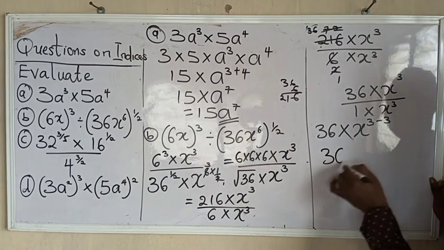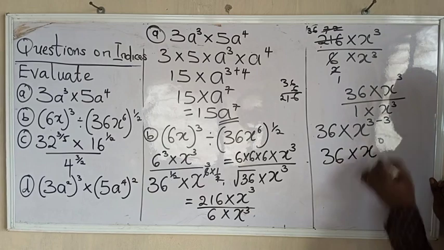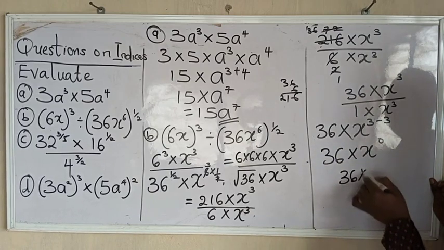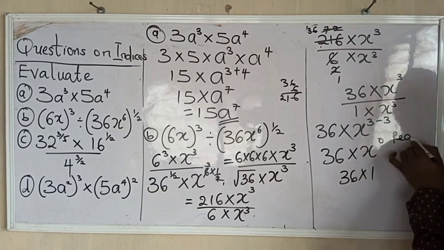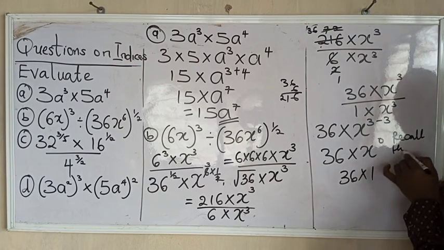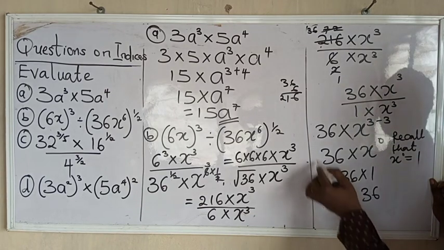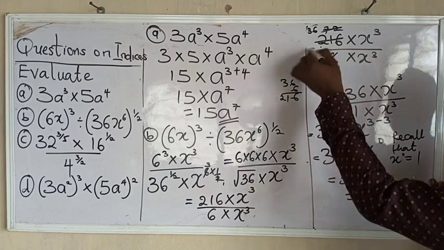So we have 36 times x raised to power 0, and we know that anything raised to power 0 is what? Is 1. So I will say 36 times 1. Recall that x raised to power 0 is 1. So our answer is 36. And that is that for that.